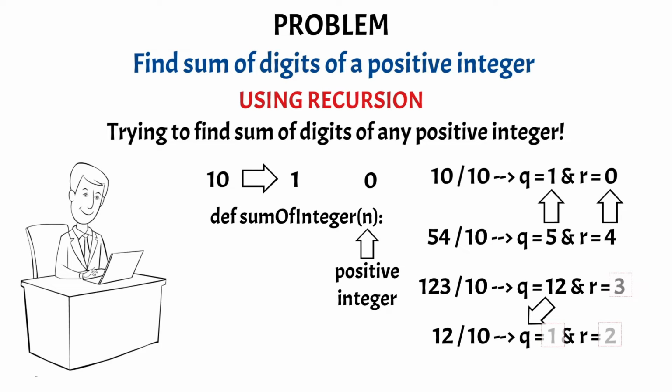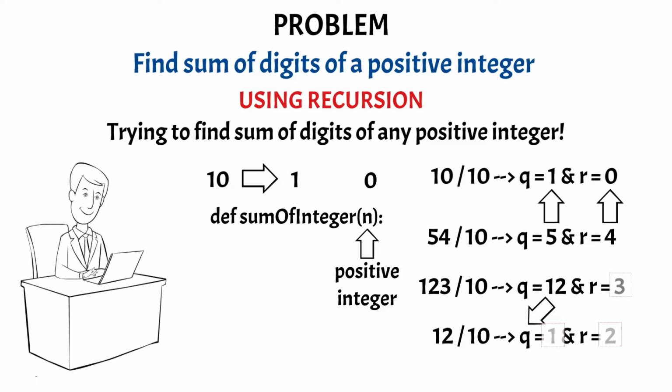Having understood this, now let us see how we can write a recursive function which will split a particular positive integer and fetch all the digits out of that integer, and finally it will also add those digits together in order to find the sum of digits of that positive integer.